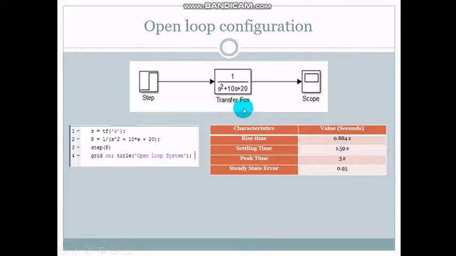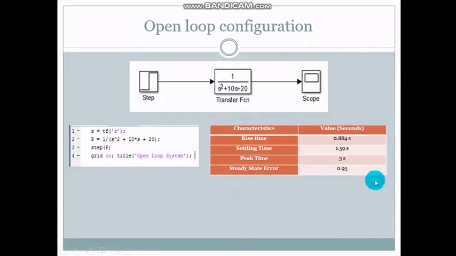In the transfer function, we put the transfer function as follows. The numerator is 1 and the denominator is s square plus 10s plus 20. This is the coding part we put in the MATLAB to get a better graph result, which I will show you later.